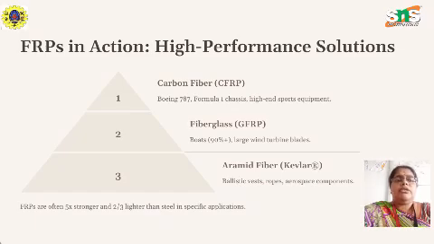Aramid fiber is called Kevlar. Ballistic vests, ropes, and aerospace components use this type of fiber. Fiberglass, GFRP: boats and 90 percent of large wind turbine blades are all made of GFRP. Then carbon fiber, CFRP: the Boeing 787 plane, Formula 1 chassis, and high-end sports equipment are all made of carbon fiber, in short called CFRP.